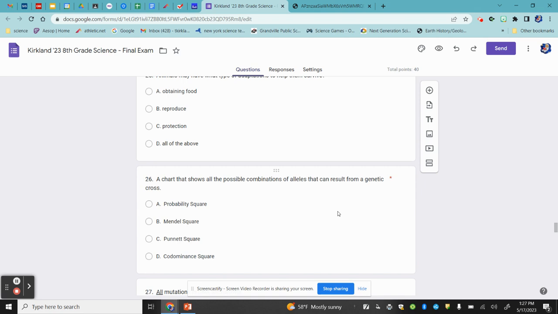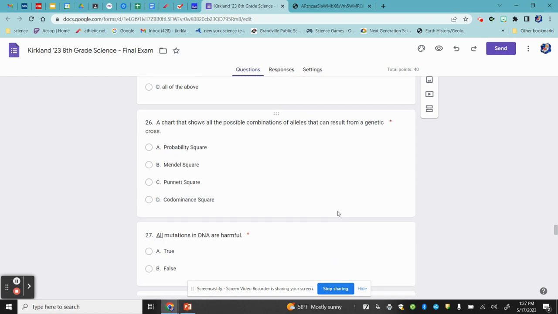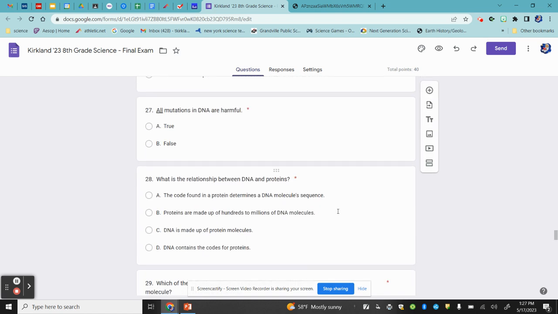26. A chart that shows all possible combinations of alleles that can result from a genetic cross. A. Probability square, B. Mendel's square, C. Punnett square, D. Codominant square. 27. All mutations in DNA are harmful. A. True, B. False.